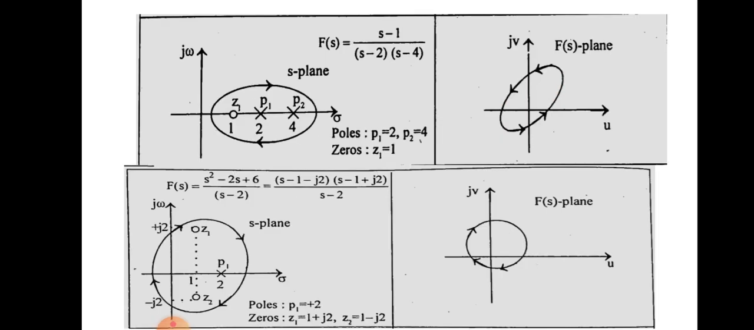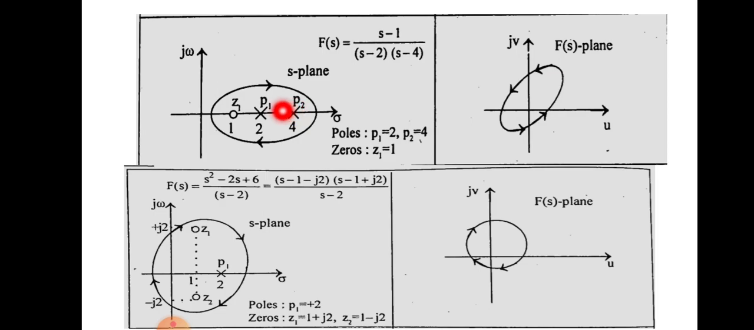Next, you can see that the function is f of s is equal to s minus 1 divided by s minus 2 into s minus 4. Here there are zeros and poles. The zero is located at 1 and the poles are located at 2 and 4. We can mark the zero as a circle and the poles as p1, p2, marked by crosses. You can see that the s plane contour encloses these zeros and poles, and the corresponding f of s plane contour will be like this. That is, the f of s plane contour will encircle the origin a single time.